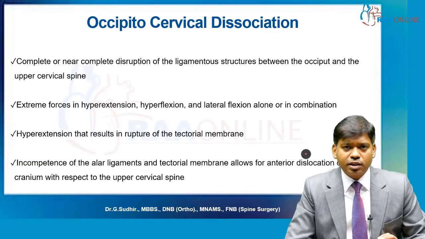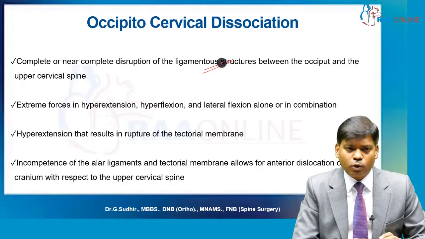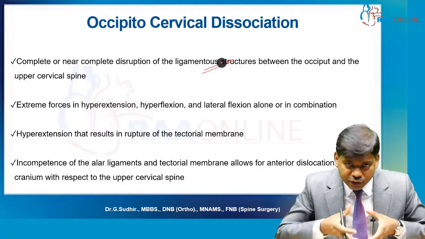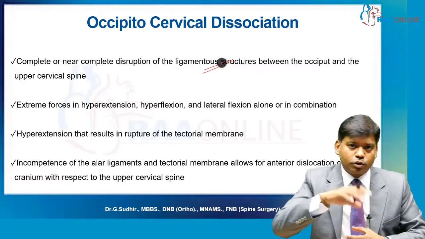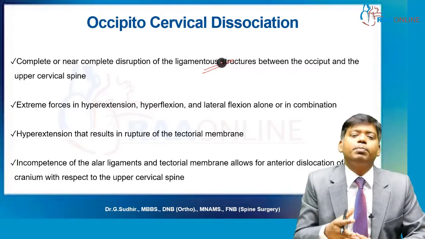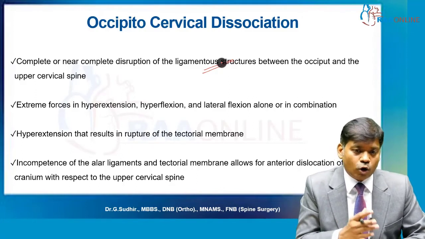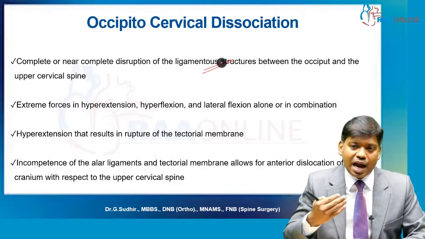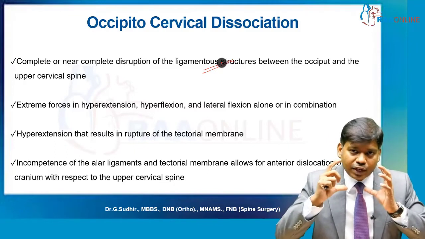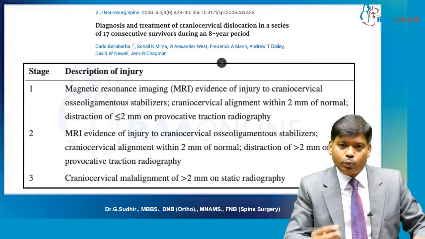Now, it is basically because of complete or near complete disruption of the ligamentous structures, which we discussed in detail just now. There could be extreme forces in hyperextension or hyperflexion and lateral flexion, or it could be a combination of all these forces. Hyperextension can result in rupture of the tectorial membrane, or incompetence of the alar ligaments and tectorial membrane allows for the anterior dislocation of the cranium. The entire cranium passes anteriorly with respect to the upper cervical spine or C1.